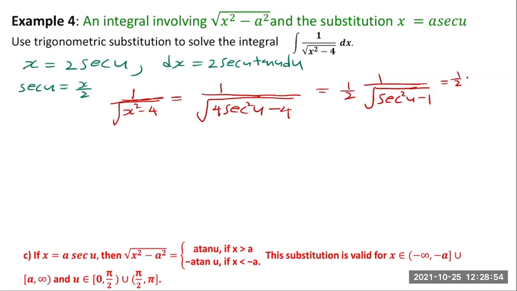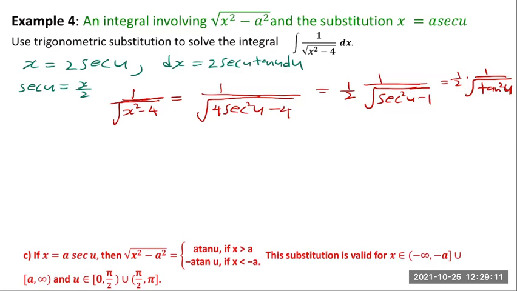1/2 times 1 over square root of tan squared u. What is the square root of tan squared u? Can we say just tan u? No, remember, this is the simple square root. This should be a positive number. So you cannot say just tan u.